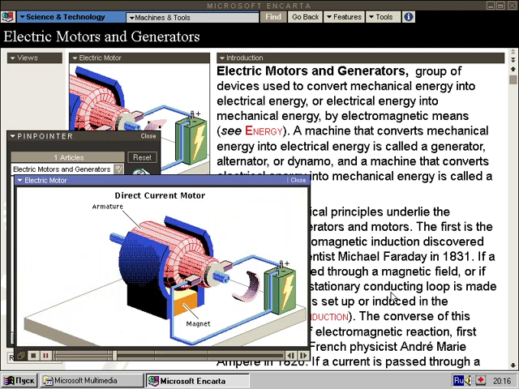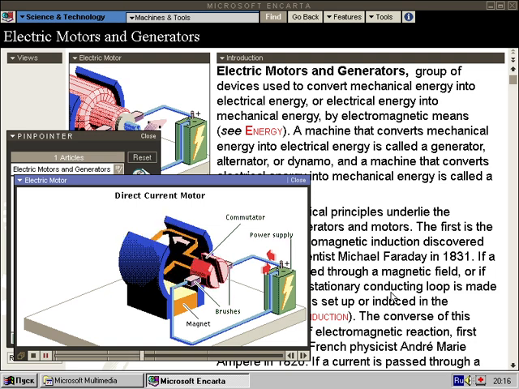A DC motor consists of an armature that rotates within a magnetic field. The armature has a coil of wire wrapped around an iron core. A source of electricity is connected to brushes, which make contact with the commutator on the armature.